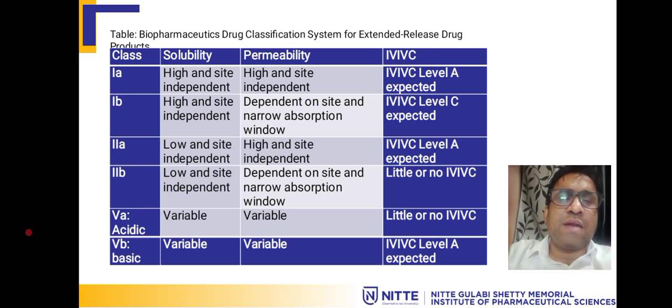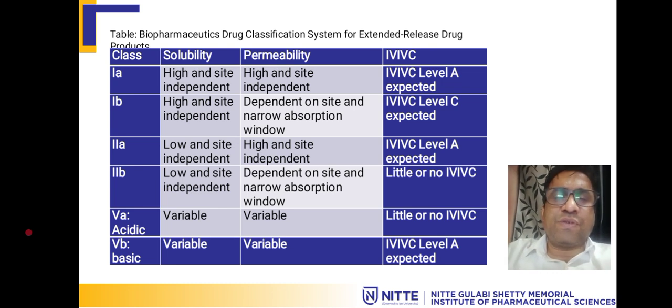Now we'll understand how drugs are classified, what the solubility and permeability parameters are, and how they affect the IVIVC. We have seen IVIVC levels A, B, C. We'll correlate them with class of drugs. Class 1A: solubility is high and site independent, permeability is also high. So the IVIVC correlation expected over here is level A. This has to be remembered.